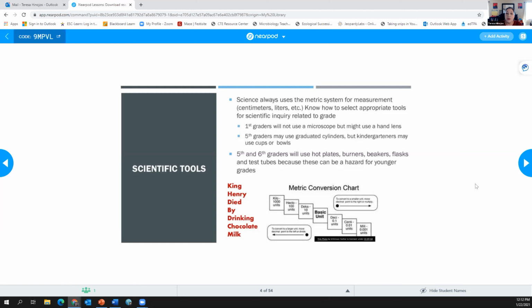But then in the upper grades, like fifth graders, they're going to use graduated cylinders because they're going to be able to actually read them and measure liquids. But for kindergarteners, in the lower grades, you're just going to give them a cup, so it's not about measuring, it's just about using the tool to move things the way they should be moved. So it's not like, okay, you're going to move the water from here, use your hands. It's like, no, there's a tool that we use to do that.